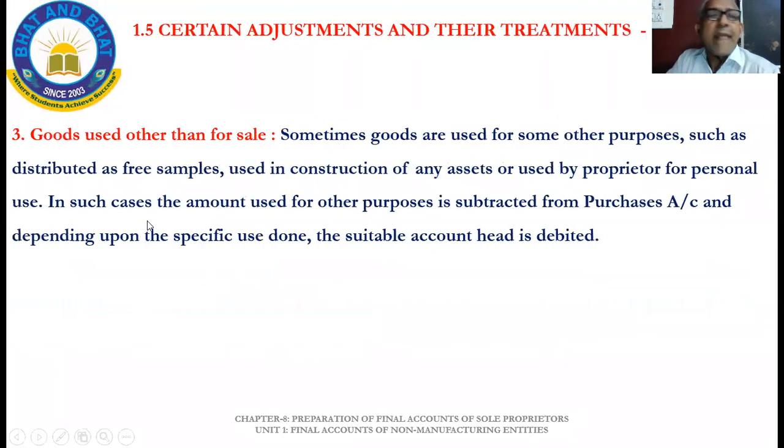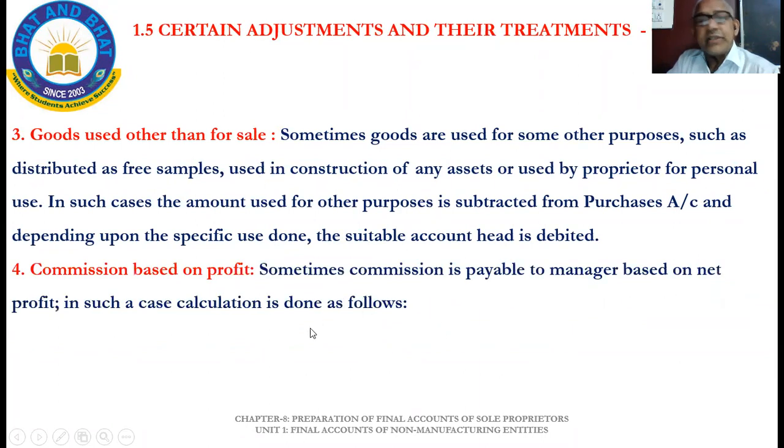Okay. And goods used other than for sales. Sometimes free samples, for example, free samples will be given to promote the sales, to increase the sales. Cost of such goods will be debited as samples or advertisement expenses to the P&L account. And that much goods value will be reduced in the closing inventory.